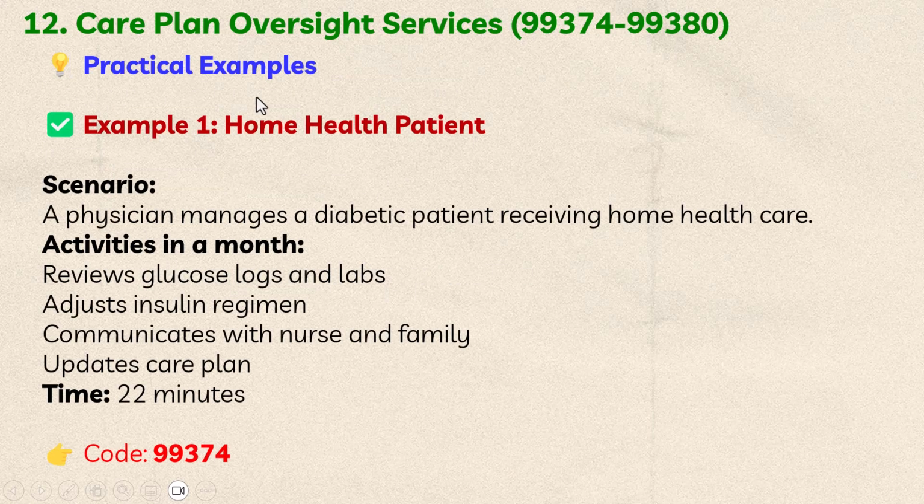Let's look at some practical examples. Example 1, home health patient. Scenario: a physician manages a diabetic patient receiving home health care. Activities in a month: reviews glucose logs and labs, adjusts insulin regimen, communicates with nurse and family, updates care plan. If the time spent is 22 minutes, the code to use is 99374.